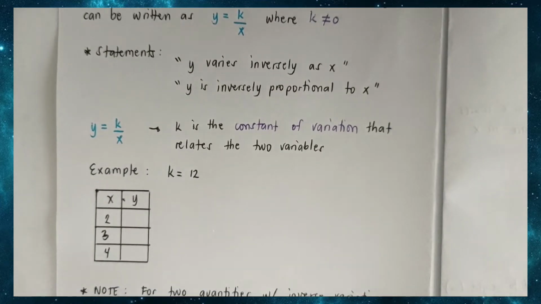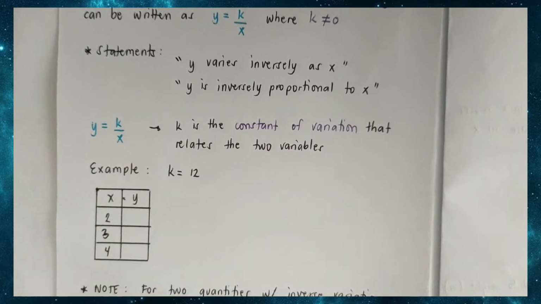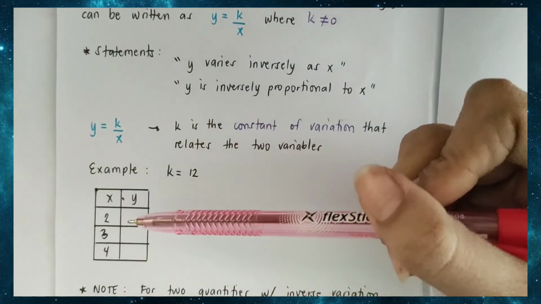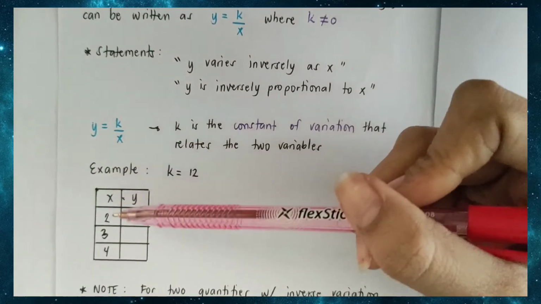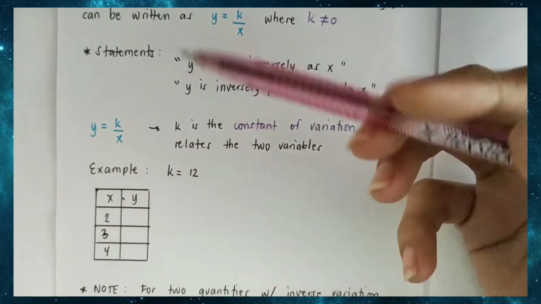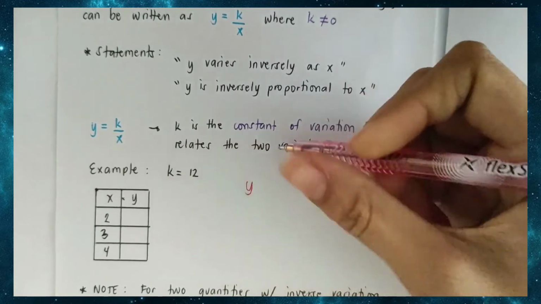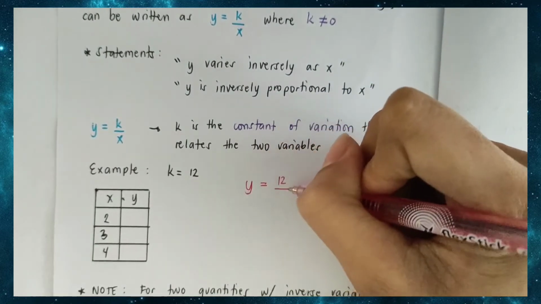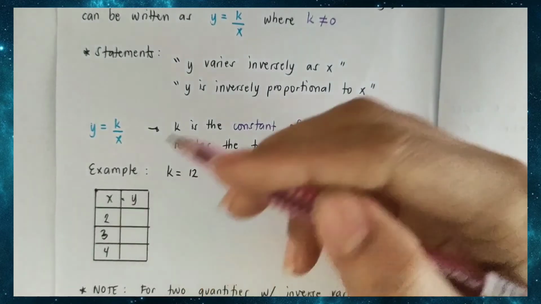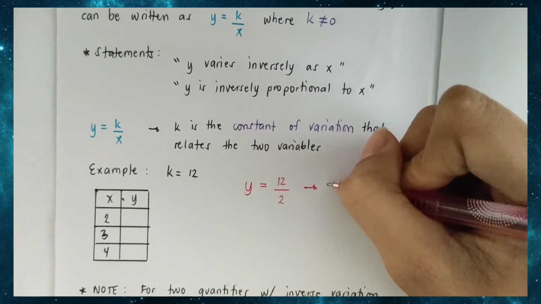Let's say our k is equal to 12. Now let us solve for the values of our y. Using the formula, we will substitute k, which is 12, and of course x, which is 2, 3, and 4. Let's compute. First, write the formula. Y is equal to, our k is 12, so divide it by your x, which is given 2. Our first y is equal to 6.